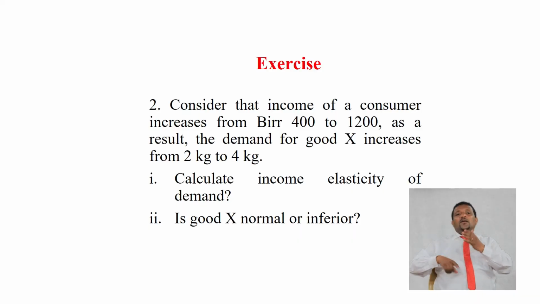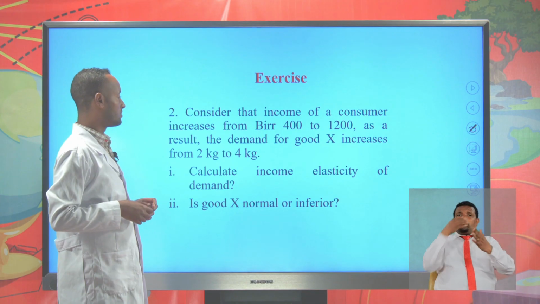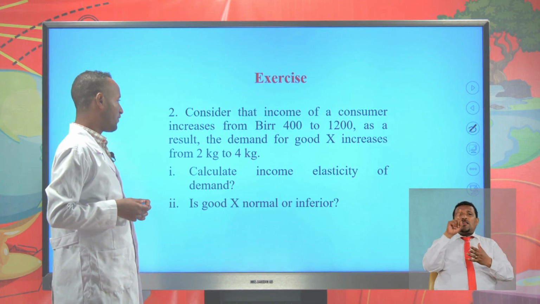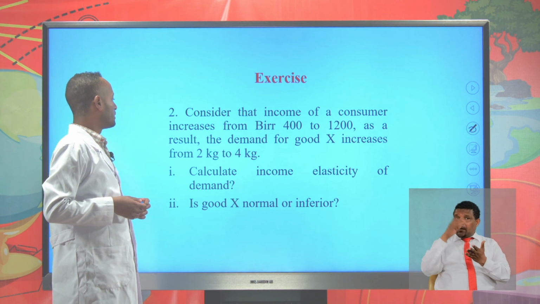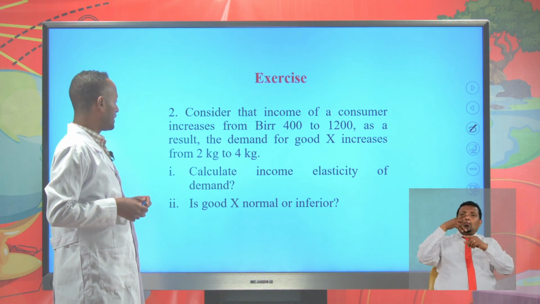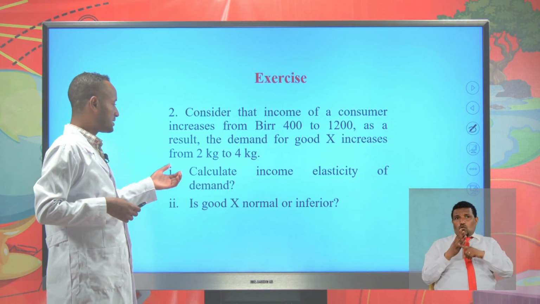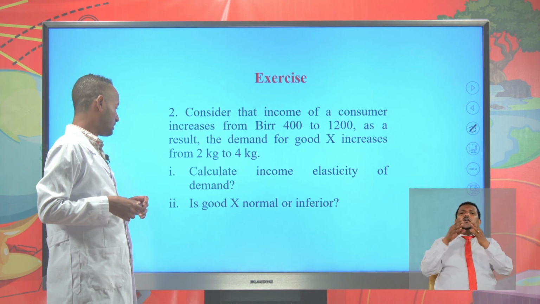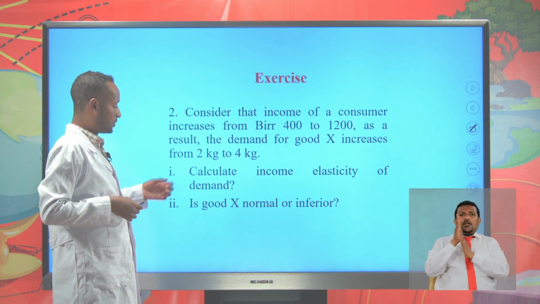The second question is, consider that the income of a consumer increased from 400 to 1,200 birr. As a result, the demand for good X increased from 2 kg to 4 kg. The question is, first, calculate the income elasticity of demand. Second, is good X normal or inferior?